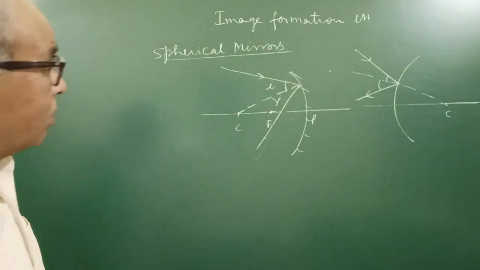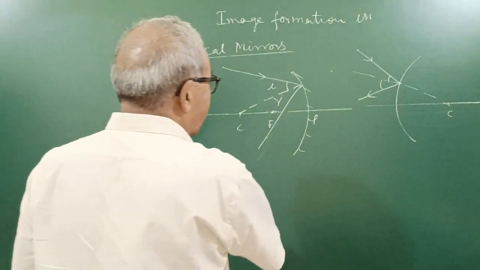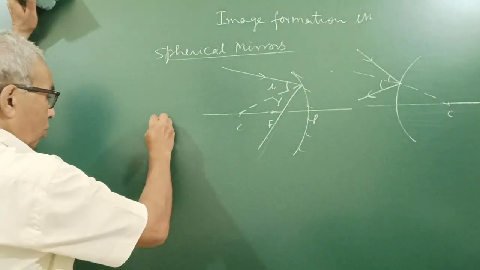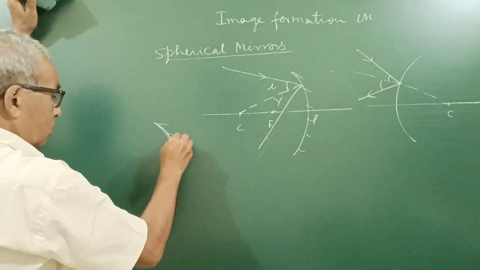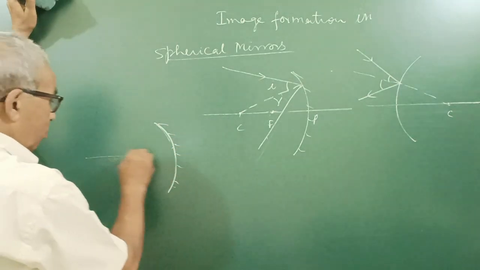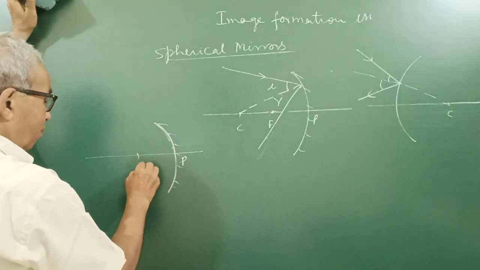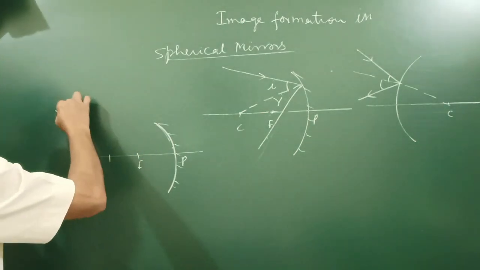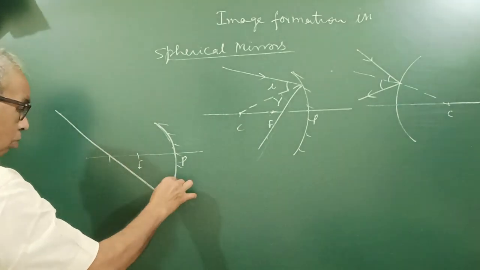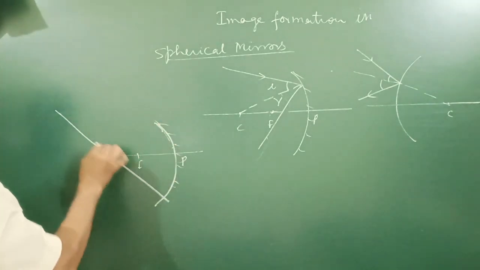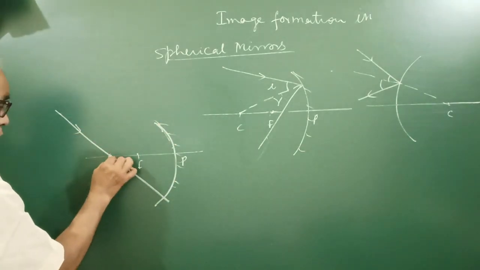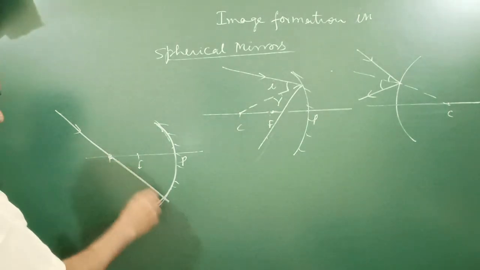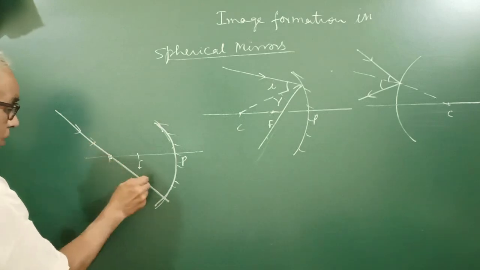Now, if there are other rays, say in a concave mirror, with pole, F and C, a ray falls through C. So you extend the mirror here. I told you that the radius is perpendicular to the tangent. So this ray is falling normally, and it will be reflected back on the same path.